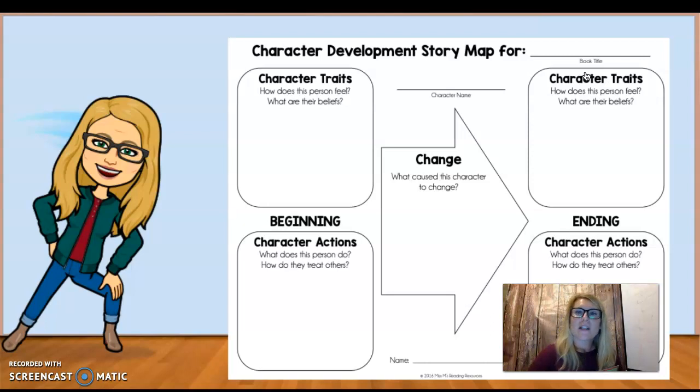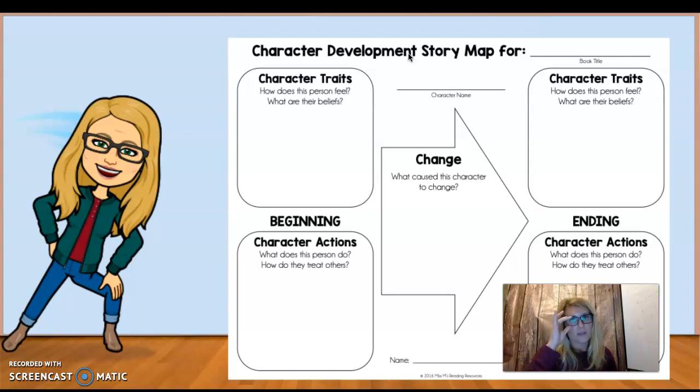The character development story map is something you're going to do today. So this is what it looks like. I'm going to talk to you about how to do this. I'm going to give you an example, and then you are going to try this on your own. So when we say a character develops or character development, we mean that the character is going to change from the beginning to the end.